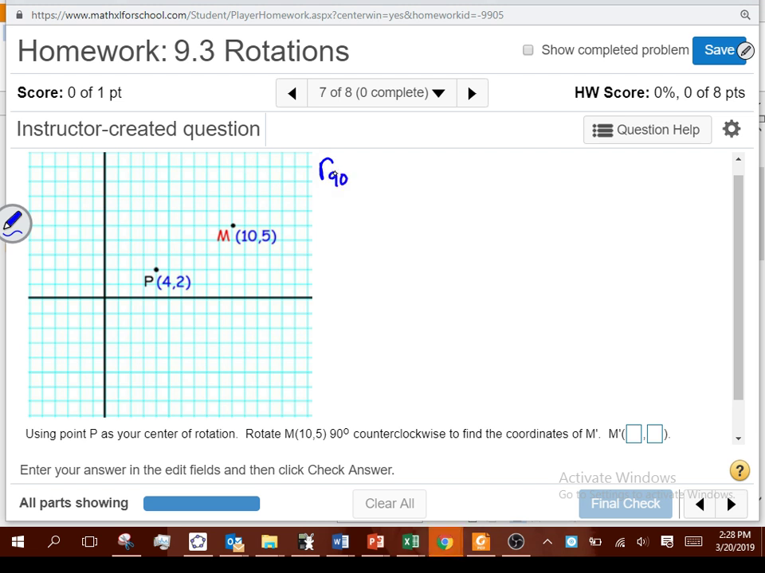So if I'm going 90 degrees around the origin, and the point is (a, b), it turns into (negative b, a), right? That's our rule. Okay?